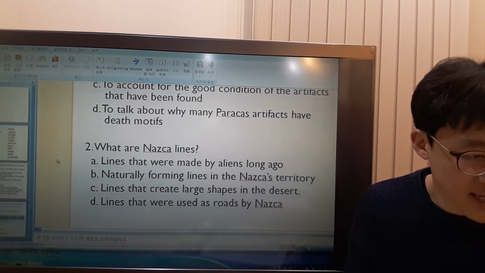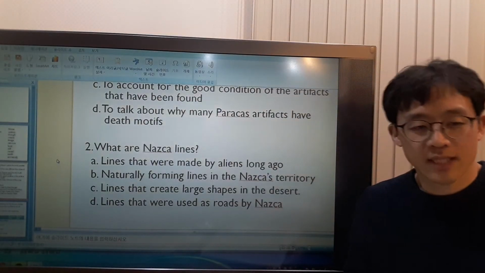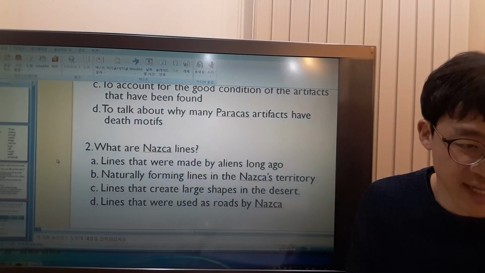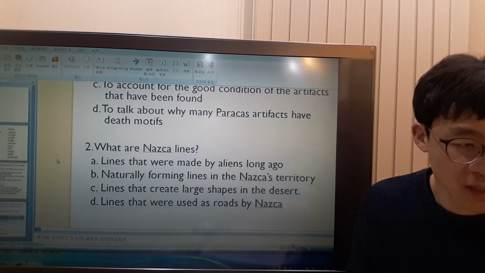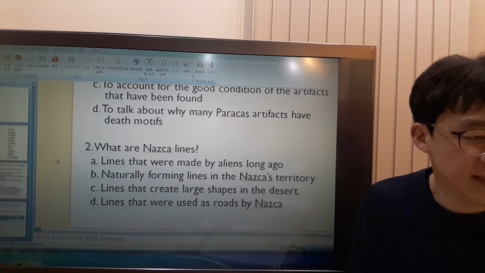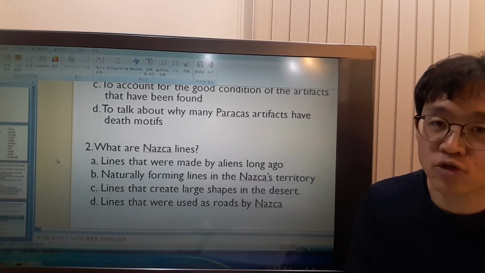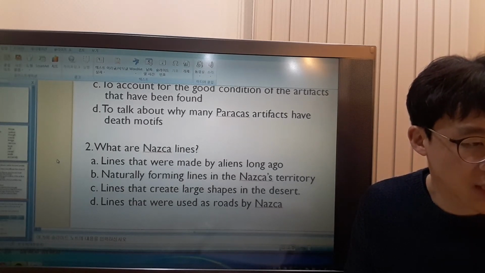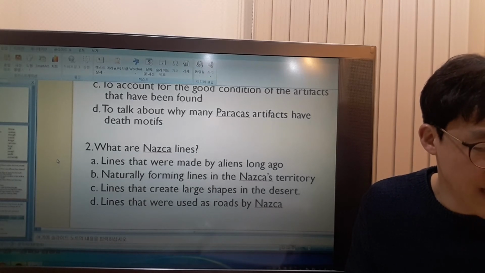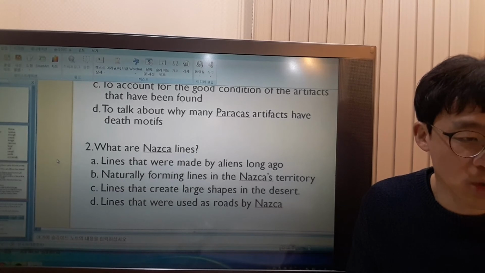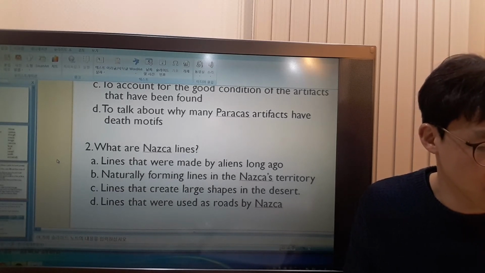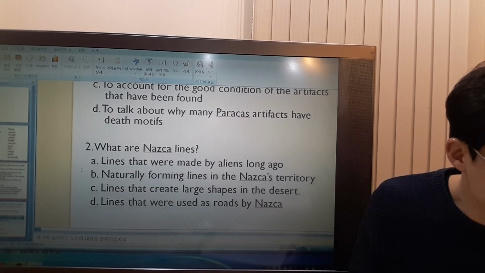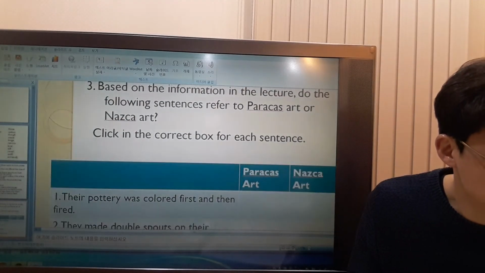Naturally forming lines in the Nazca's territory. What is a territory? Territory is the area of land which is governed by a country. Okay? But they are not naturally forming lines. People drew them. So this is not the answer. D. Lines that were used as roads by Nazca. Is this right? They were not used as roads. They were just pictures. So this is not the answer.